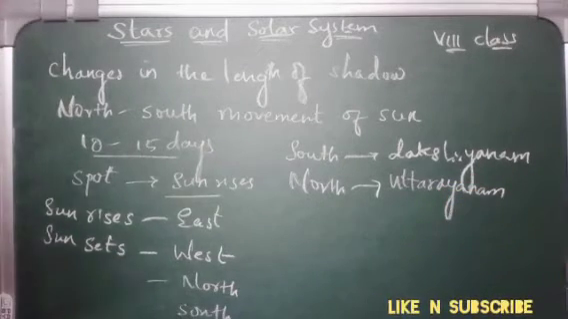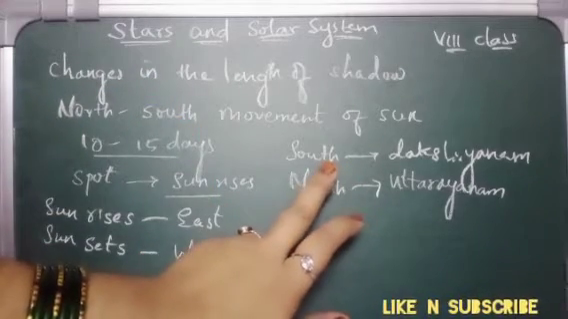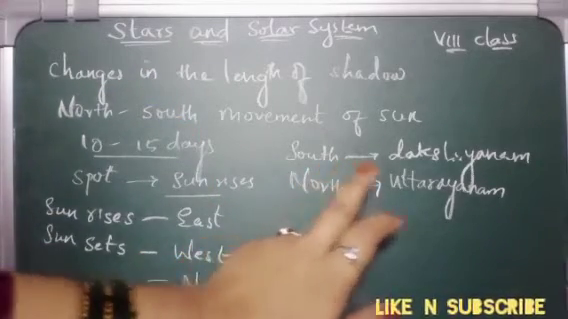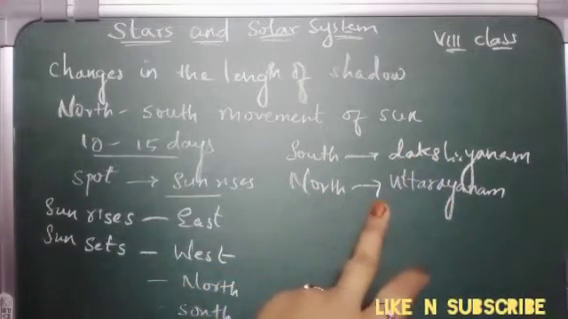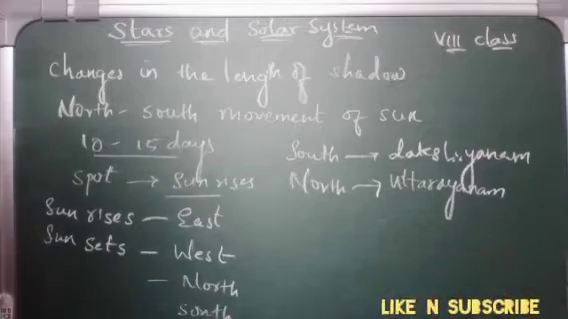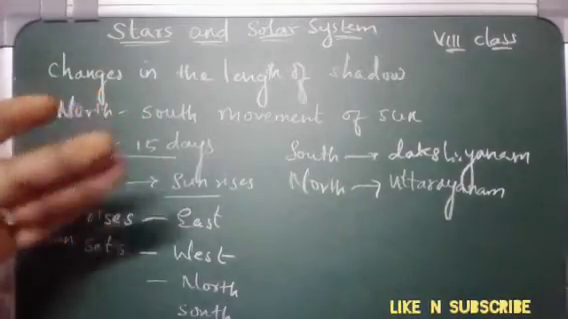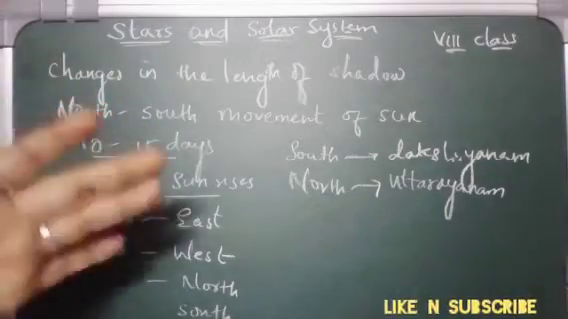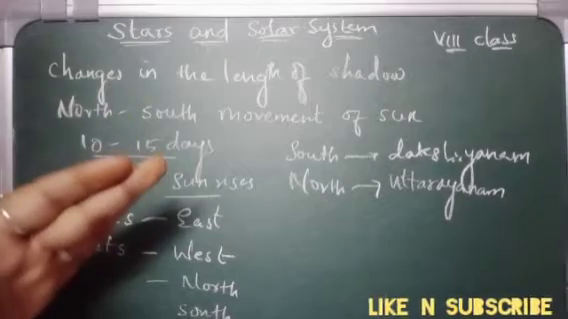Okay, Uttarayanam. When the sun appears to be moving towards the south side, it is called Dakshayanam. When it is moving towards the north side, it is called Uttarayanam. Okay, I hope it is clear. So, was the sun appearing towards the south or north? During this time, did you make any observation?